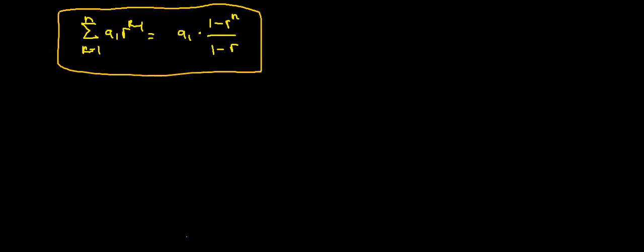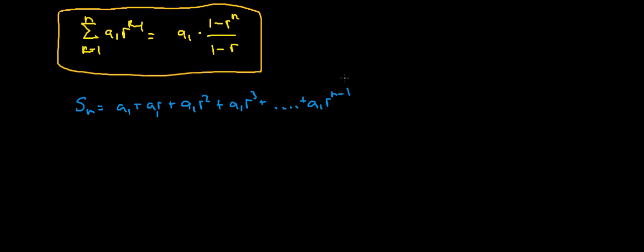This is the formula for the sum of a geometric sequence. It's pretty easy to get. I've got a geometric sequence, a1, that's a1r. So the sequence will go something like this, to the n minus 1.